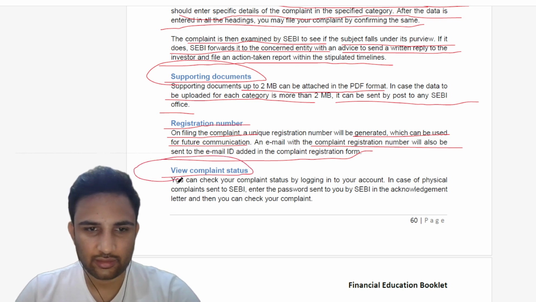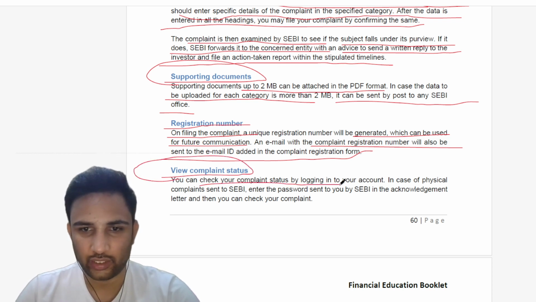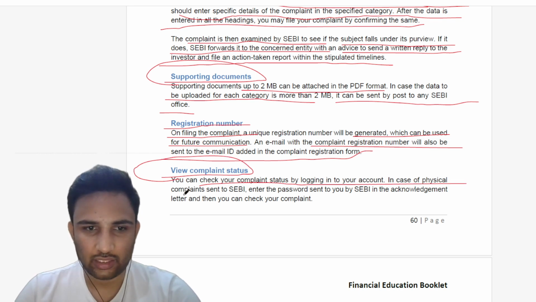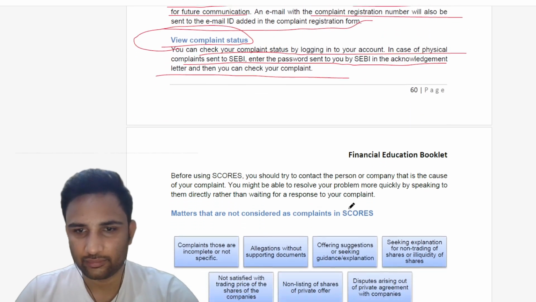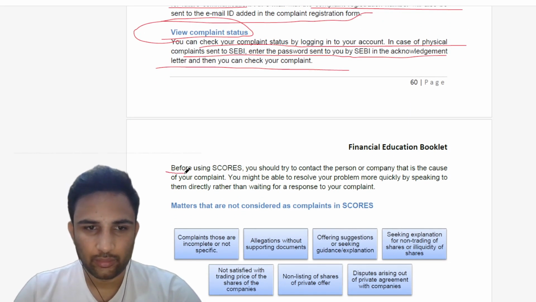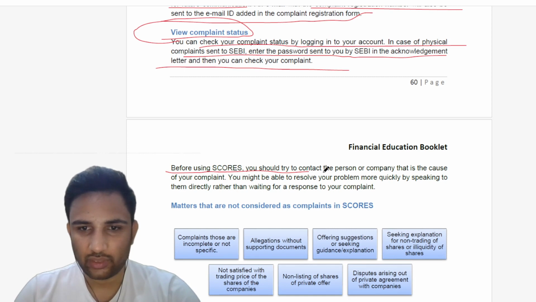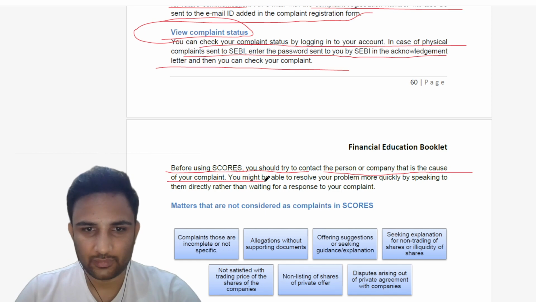View complaint status: you can check your complaint status by logging into your account. In case of physical complaints sent to SEBI, enter the password sent to you by SEBI in the acknowledgement letter, and then you can check your complaint. Before using SCORES, you should try to contact the person or company that is the cause of your complaint. You might be able to resolve your problem more quickly by speaking to them directly rather than waiting for a response to your complaint.